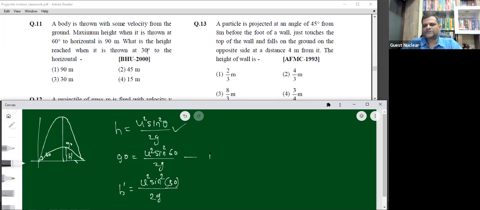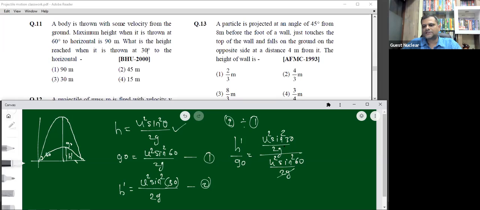So if we give this equation number 1 and equation number 2 and if we take the equation 2 divided by equation number 1, तो अगर हम equation 2 को 1 से अगर डिवाइड करेंगे तो हमको क्या मिलेगा? देखो, h dash upon 90 will be equal to तो ऊपर में आएगा u स्क्वायर साइन स्क्वायर 30 अपॉन 2g डिवाइडेड बाय u square sine square 60 upon 2g.